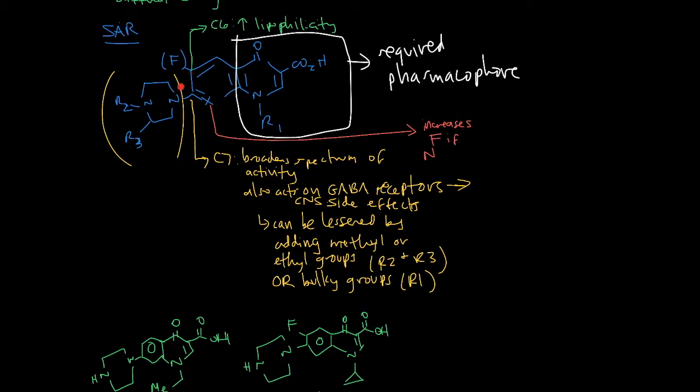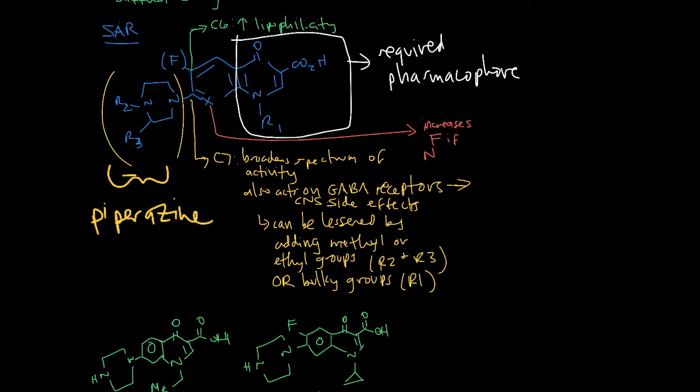Over here at carbon 7, if you add a piperazine ring, and the piperazine ring is the one in yellow, so right here is the piperazine ring. Basically, if you add a piperazine ring at carbon 7, carbon 7's right here, you broaden the spectrum of activity. However, if you add this piperazine ring, you also enable the molecule to act on GABA receptors in the central nervous system, which leads to central nervous system side effects.